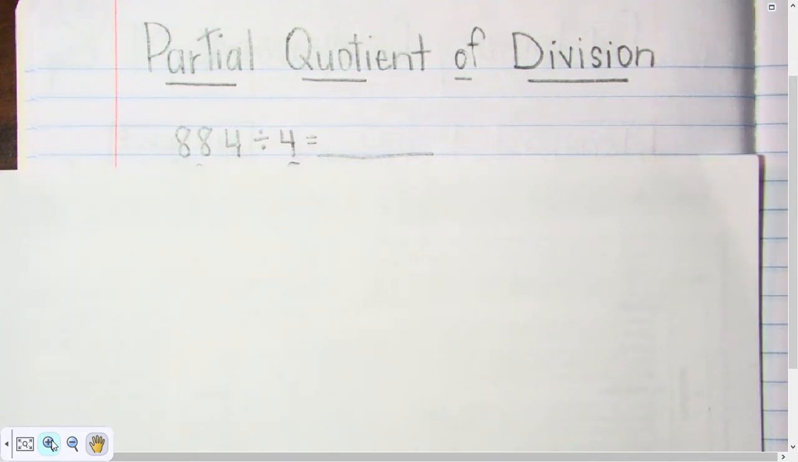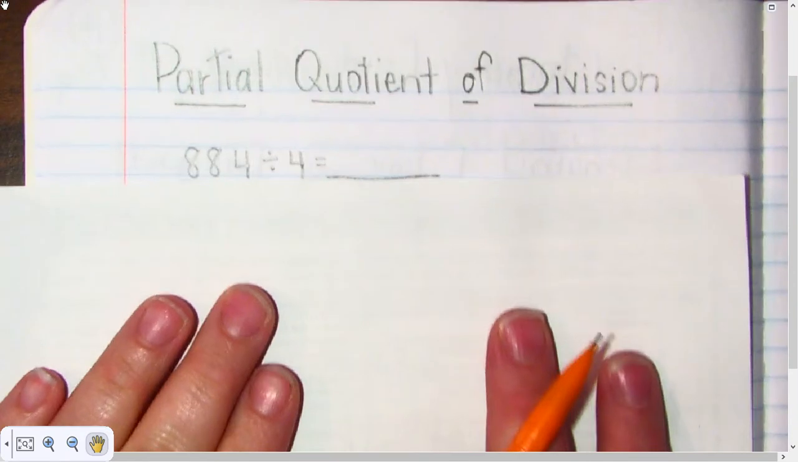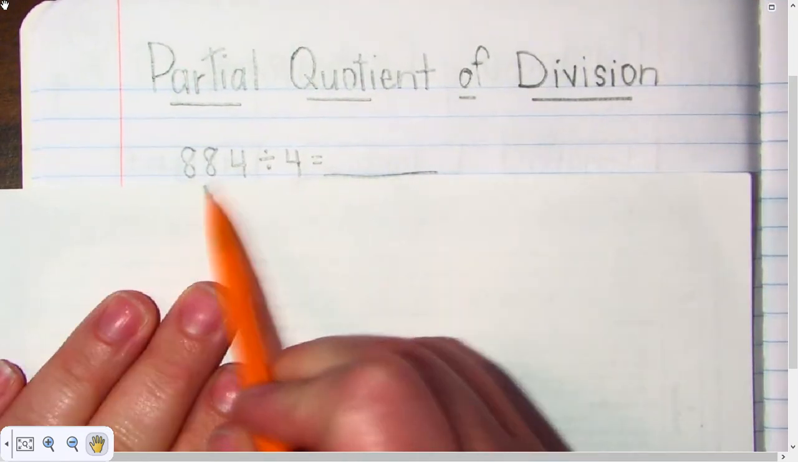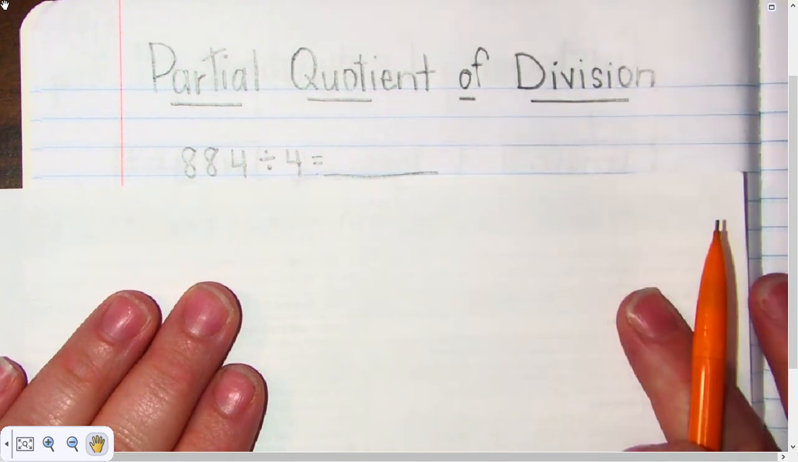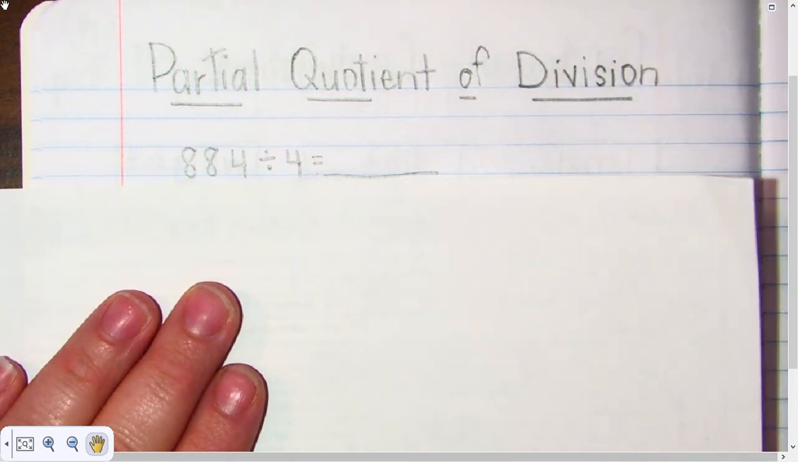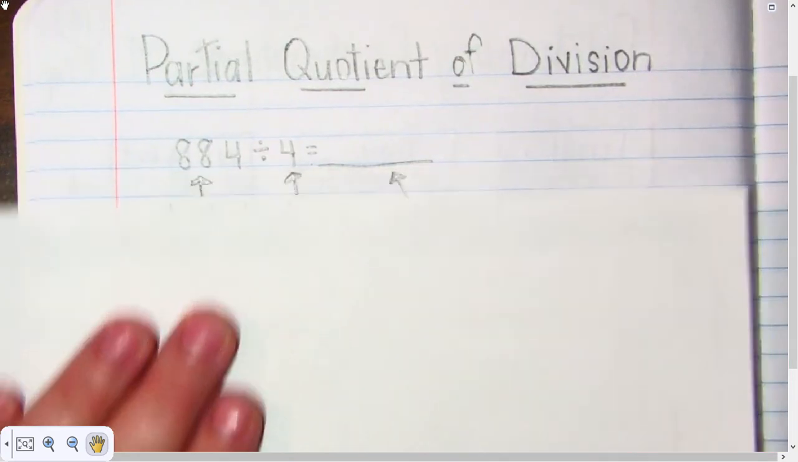So we've been looking at division, and we looked at how to draw quick pictures to help us when we're dividing large numbers. Today we're going to look at another strategy called partial quotient. So for example, if we were to take this problem, 884 divided by 4, we're going to try to find the answer to that. First, I want us to look at the different parts of a division problem.